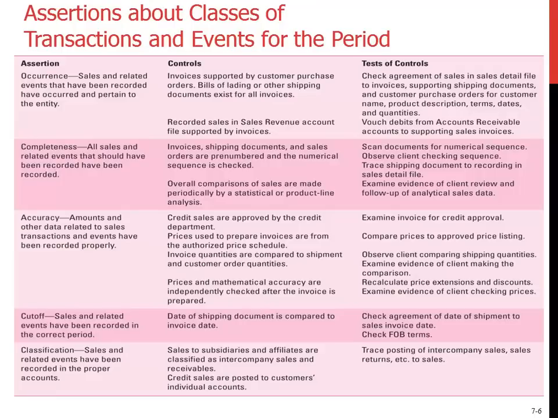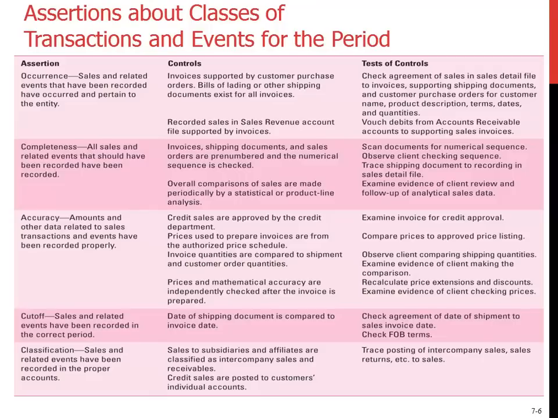The other thing they would do is vouch the debits from accounts receivable accounts to supporting documentation or sales invoices, for example. Because that would say, is it a bona fide customer of the company? The customer indeed placed this order. So you look at order entry documentation, invoices that you bill the customer for. Completeness, again, all sales that should be recorded have been recorded.